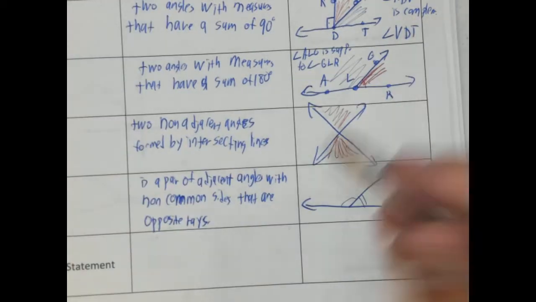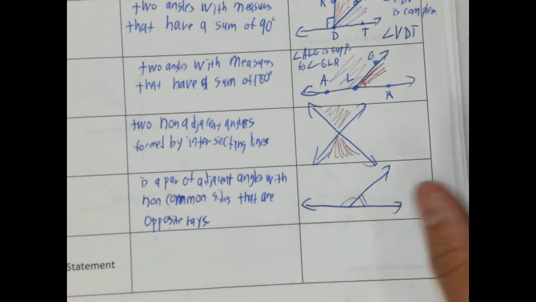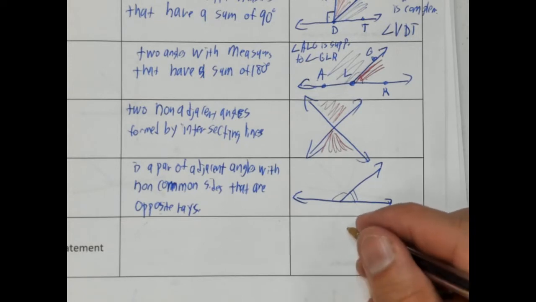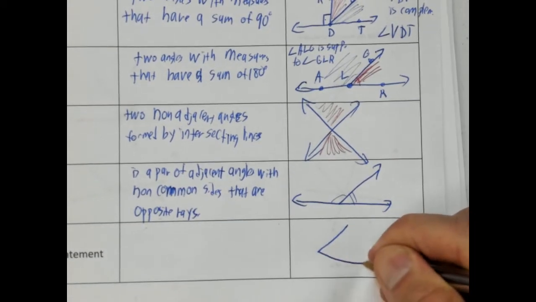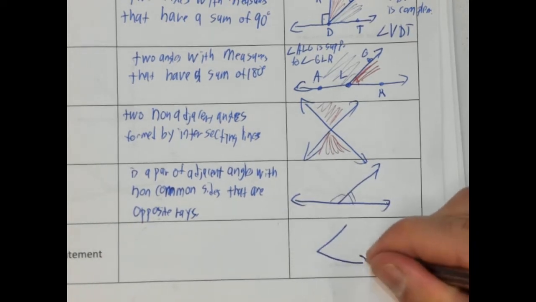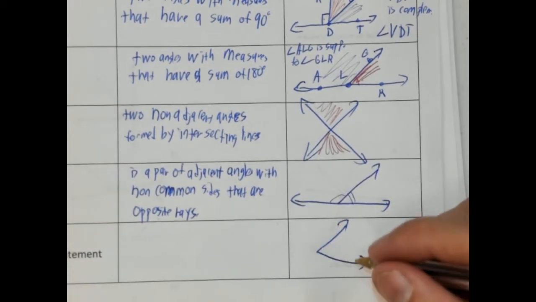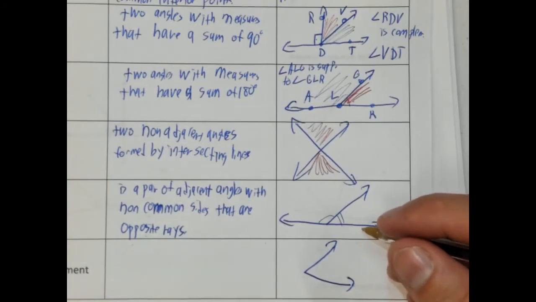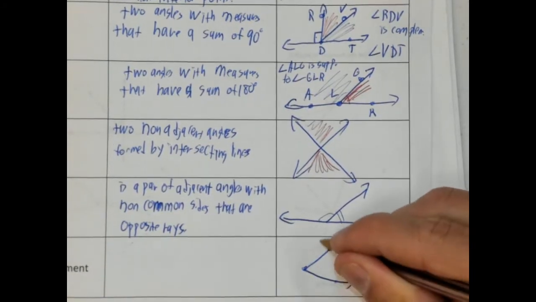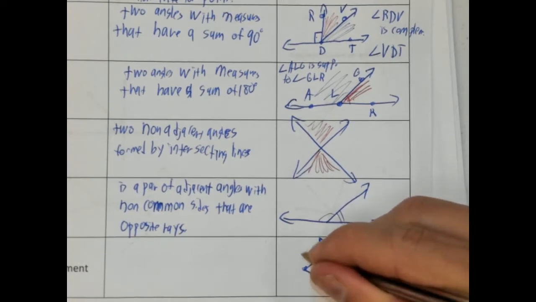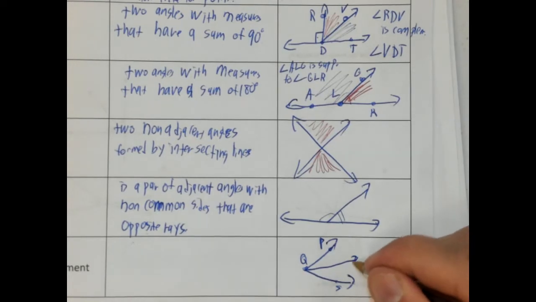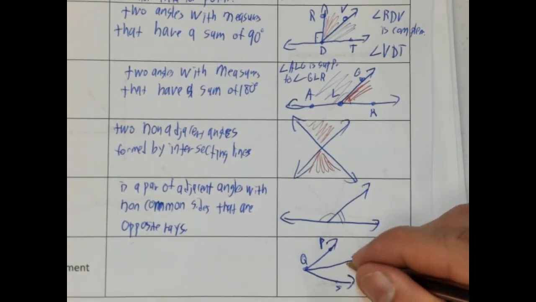Okay, so angle addition statement. I want to draw the example first and then write the definition, because I think for this one it would make more sense. So I'm going to draw an angle here, and we're going to say that this is angle PQS. And we're going to have a ray coming out of it. We're going to call that D.